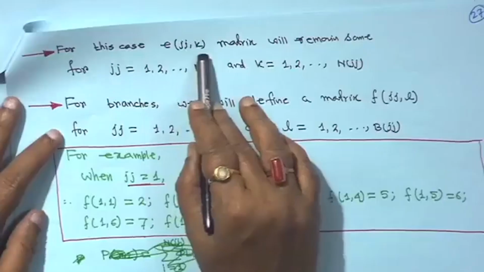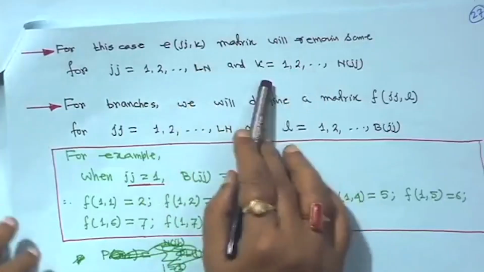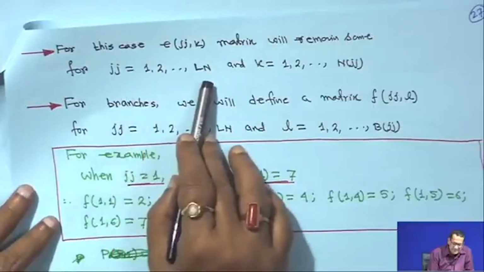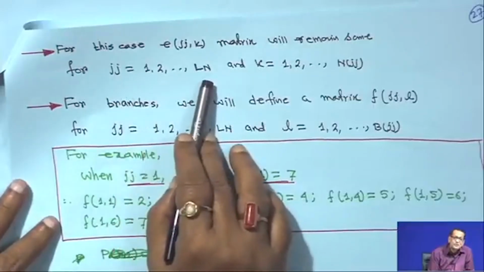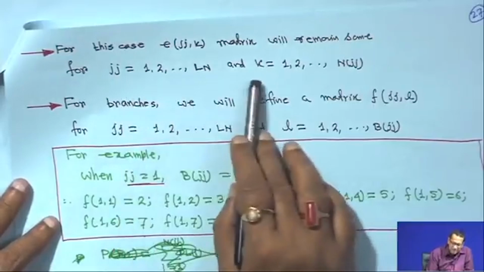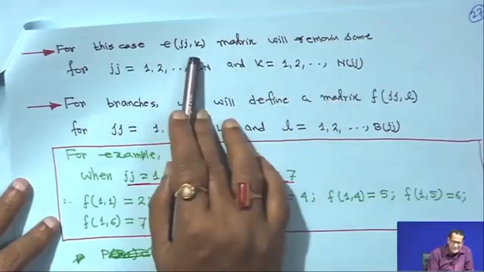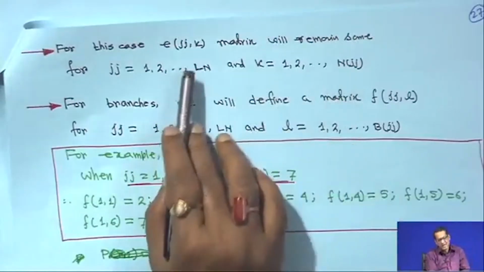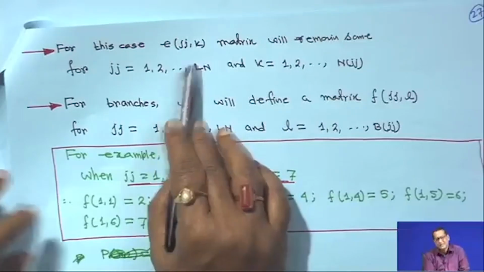Therefore, for this case the E_JJK matrix will remain the same. This E_JJK matrix we have previously defined for JJ equal to 1 up to Ln, the total number of your branches, and for K equal to 1 to NJJ. This E_JJ matrix will remain the same, and we have seen how to make it.